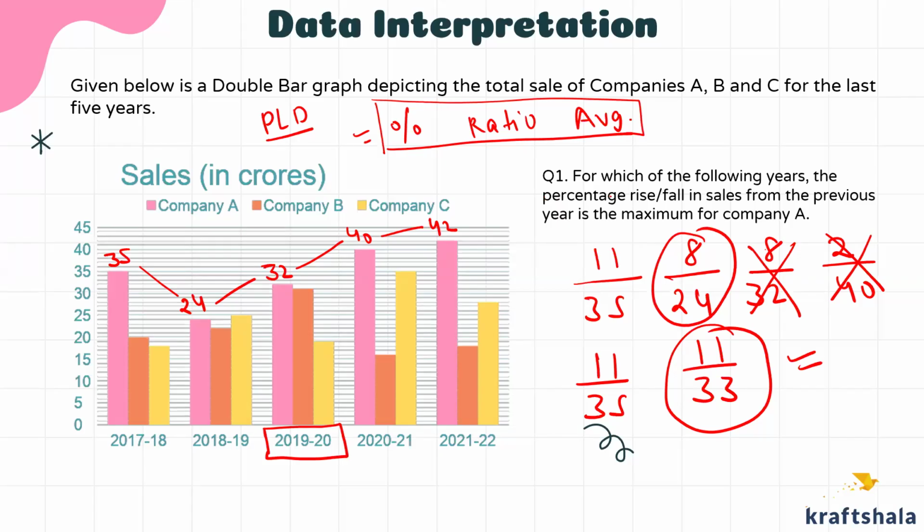So if I remove the word percentage, the answer would be 2018 to 19. But if they ask percentage, the answer is 2019 to 20. If they ask you which year has the minimum, then the answer would have been 21 to 22. Right?